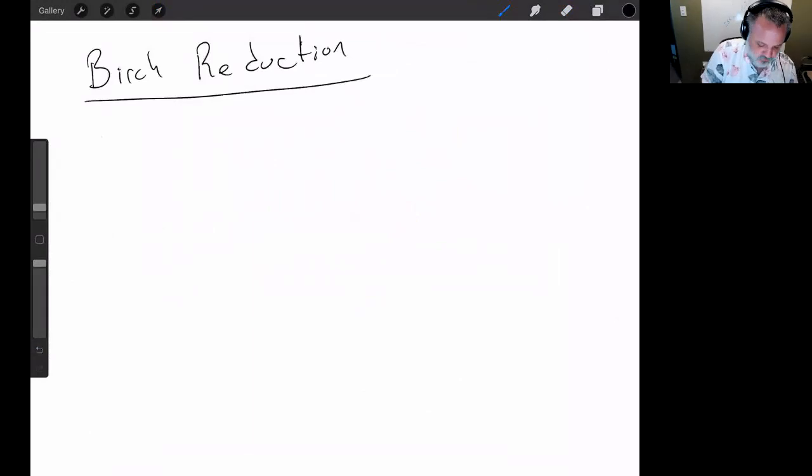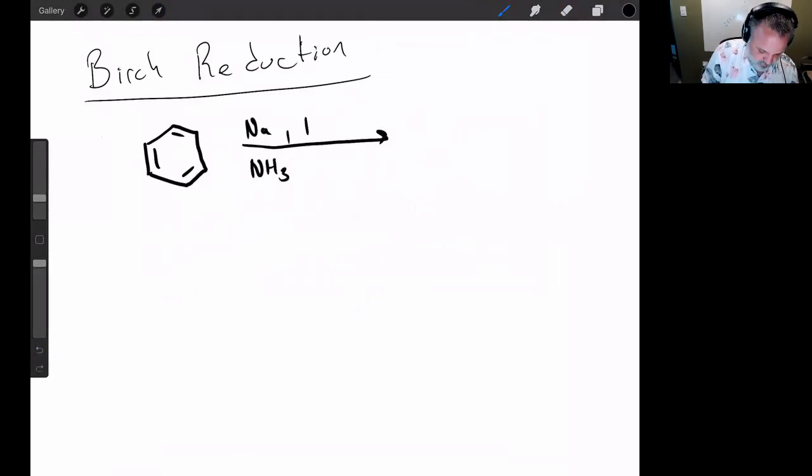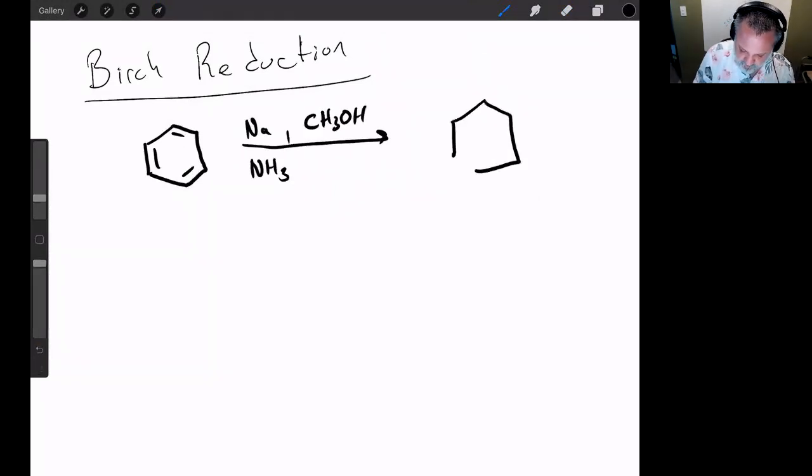So in its simplest format, Birch reduction takes a benzene ring and reacts it in conditions similar to the dissolving metal reaction. Just going to add some methanol in here as well. And I can reduce the benzene ring, but only one of the double bonds. So I reduce it to a diene, and it's not even conjugated, they're isolated. I want you to think about what this looks like. Notice that the two double bonds are directly across from each other. That's going to be a requirement for a Birch reduction.